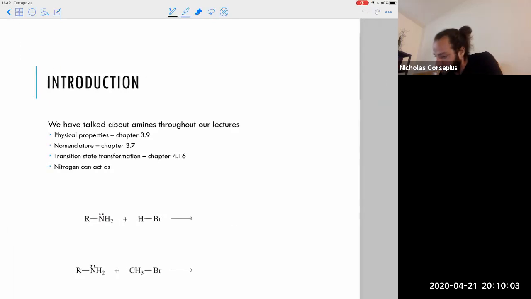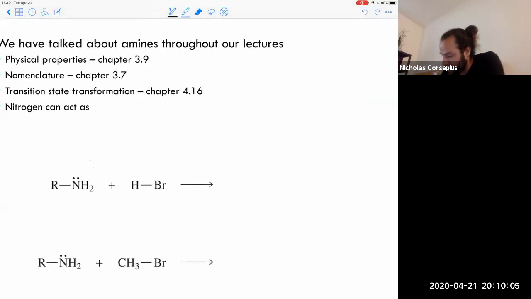So first, two things here. See if you can tell me what happens when we mix an amine with these two compounds here, both hydrobromic acid or an alkyl bromide. I'm looking for you to give me the products as well. If you can give me the electron pushing arrows, our curvy arrow reaction mechanisms, that would be great.